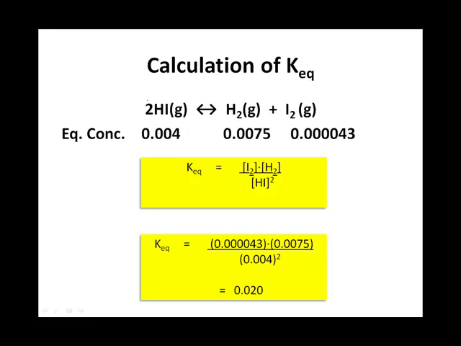So what does this tell us? This tells us that since KEQ is less than 1, we are on the reactant side. Or the reactants are favored.